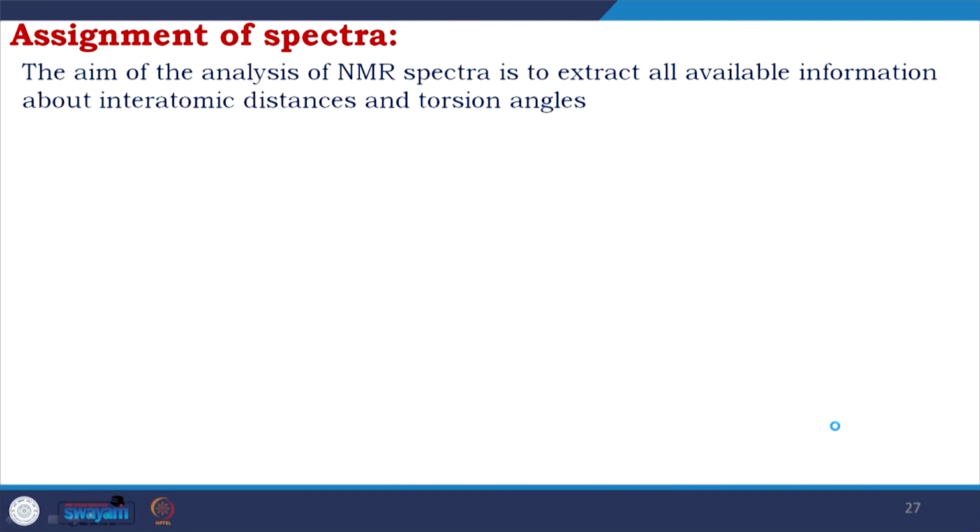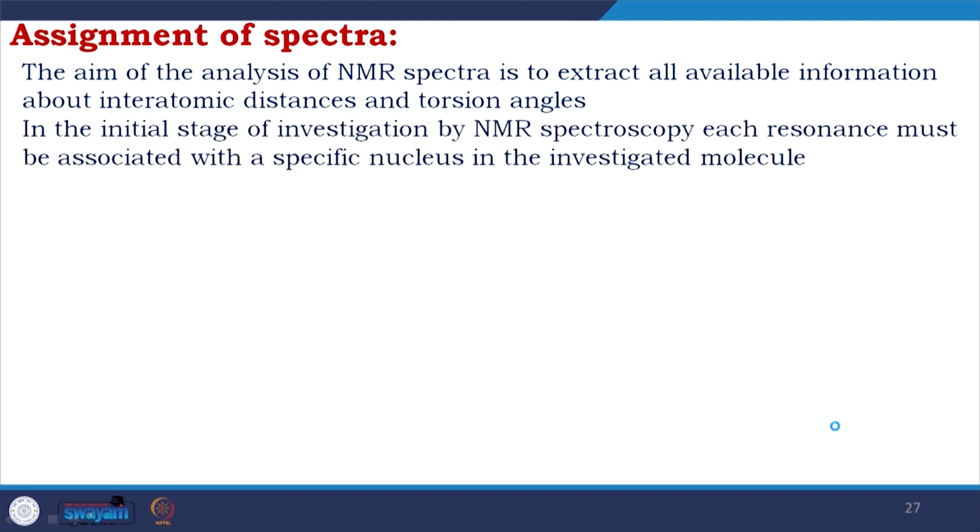Coming to the assignment, we are talking about assignment, but just what is assignment? The aim of the analysis of NMR spectra is to extract all available information about interatomic distances and torsion angles. In the initial stage of investigation by NMR spectroscopy, each resonance must be associated with a specific nucleus in the investigated molecule, and this process is called assignment.